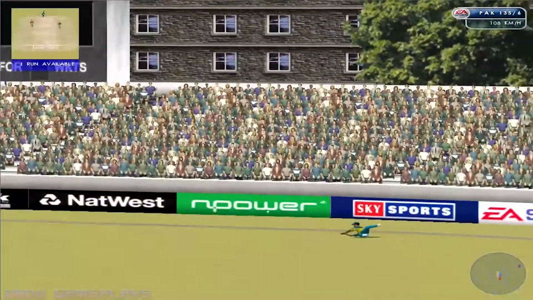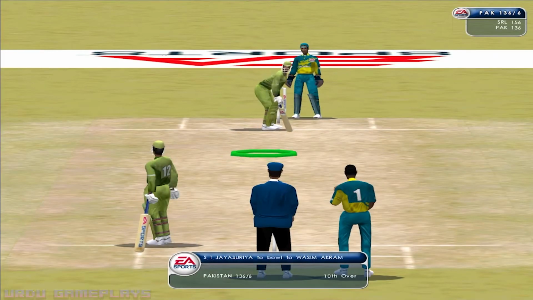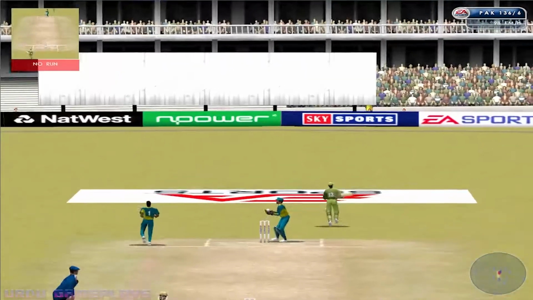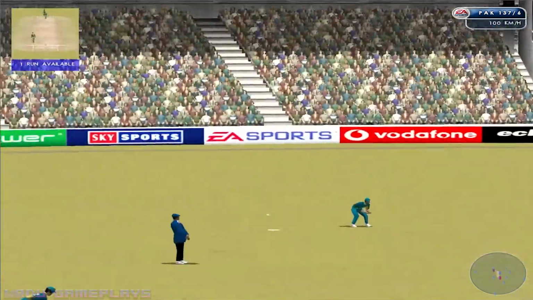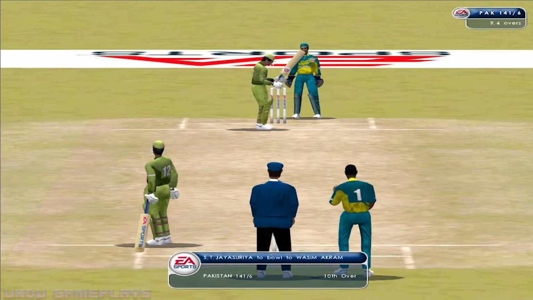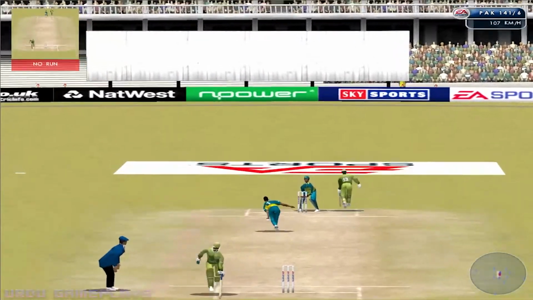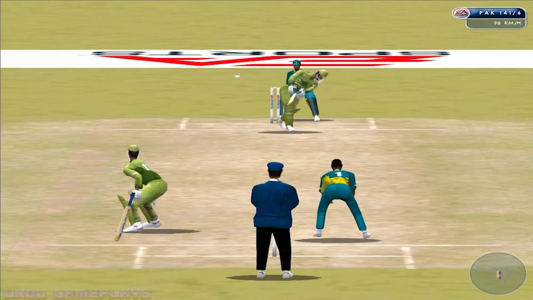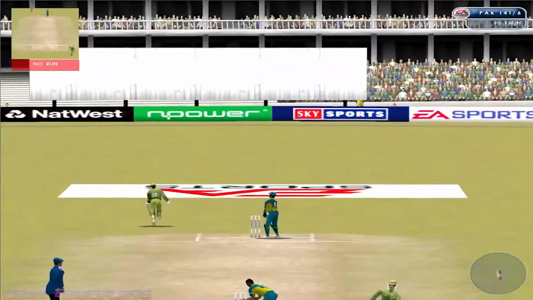That's straight up in the air. Wasim Akram is now facing. Plus is not going to reach that. That's the first boundary for Wasim Akram. It's high in the air. Trouble here. That's the end of the 10th over.